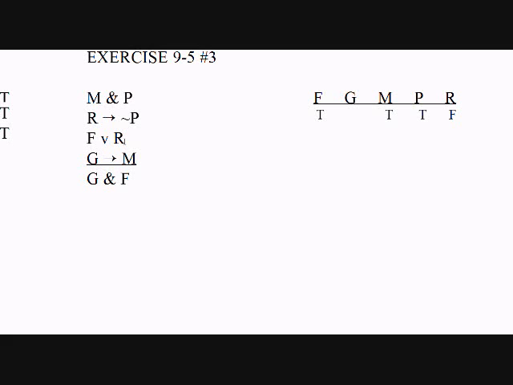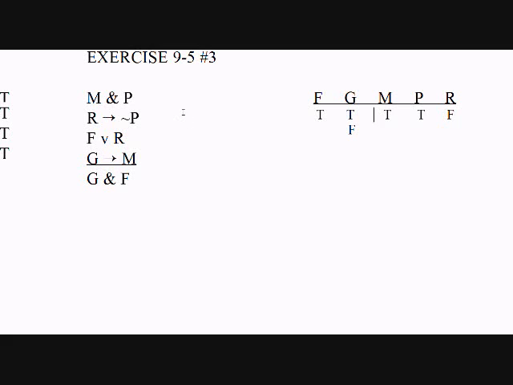Now let's move on. M is true. Since we have a conditional in that next premise, if G then M, in order for if G then M to be true, the situation is that G could really either be true or false. So what we're going to do is the following. Give G both possibilities.